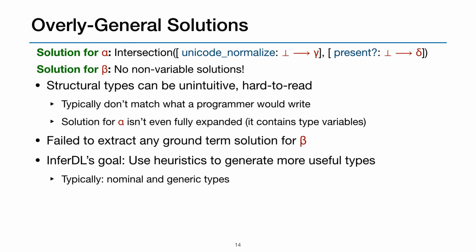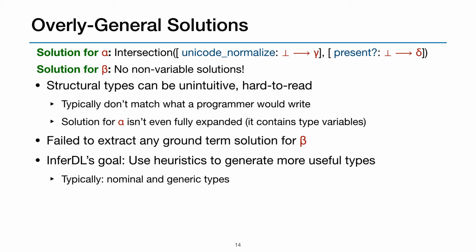Now notice that these solutions are deeply unsatisfying. The structural types in alpha can be pretty unintuitive and hard to read, and typically don't match what a programmer would actually write. What's worse, the solution for alpha isn't even fully expanded because it contains type variables, and fully expanding it would only introduce greater complexity to the solution. On top of that, we fail to extract any ground term solution for beta at all. So we really wish to do better than this.